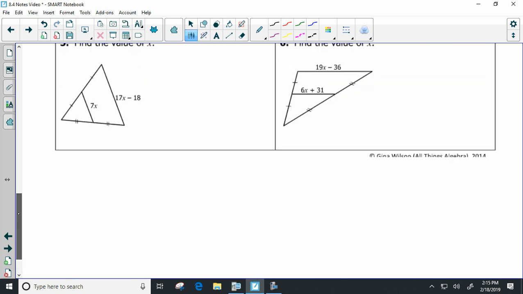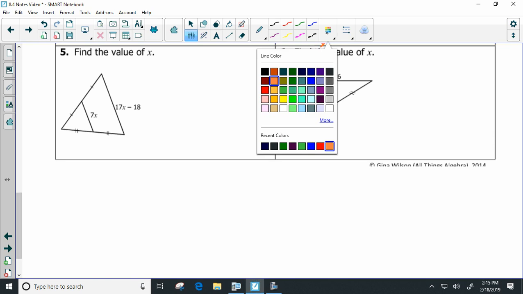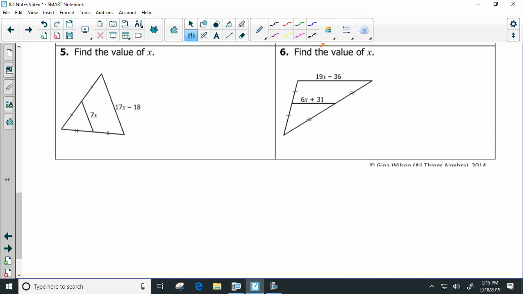All right, two more problems here. These are typical problems that you see in this question grouping. All right, it says find the value of x. So they give us a mid-segment as 7x. And I know that the mid-segment is equal to half of the third side. So half of 17x minus 18.